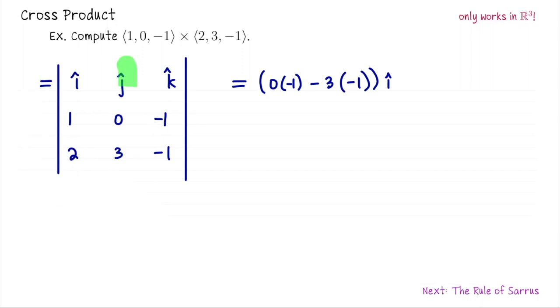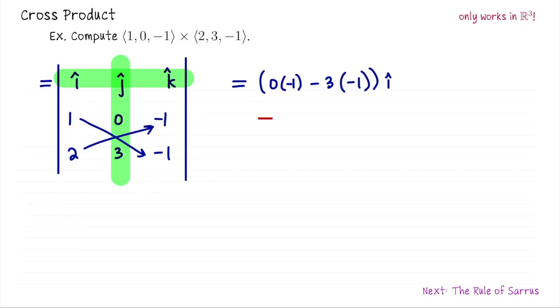Okay, for the second component, I'm going to cross off the row and column that have the j in it because we're going to be computing the j component of our vector. We're left with a 2x2 submatrix, so 1, negative 1, 2, negative 1. And then we do the 2x2 determinant of the entries we're left with. We're going to do 1 times negative 1 minus 2 times negative 1. But for this middle term, we pick up a negative sign.